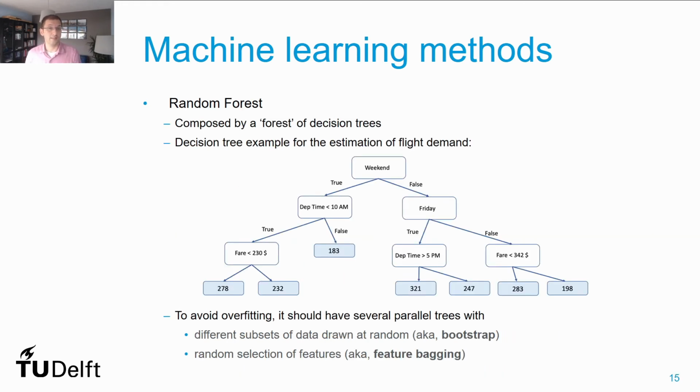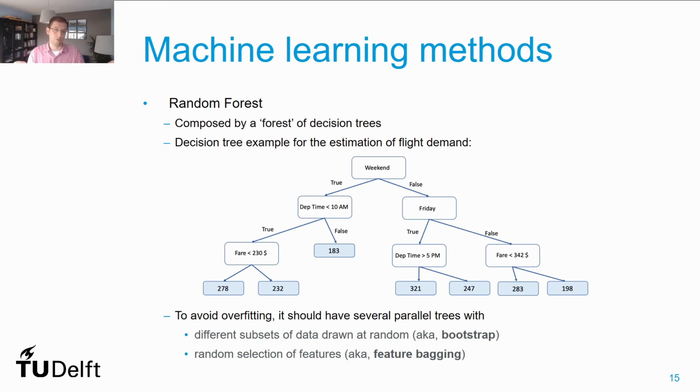So random forests, as I said, are a combination of decision trees, a forest of decision trees. And here in this example you see a decision tree in which I'm trying to predict the demand based on factors like is it weekend or not, is it a Friday, does it depart before 10 a.m., is the fare lower than a given amount. So I can use these factors to try to understand what should be the demand, and then it's up to the training of the algorithm to define which factor should be at the top, and then it's true or false.